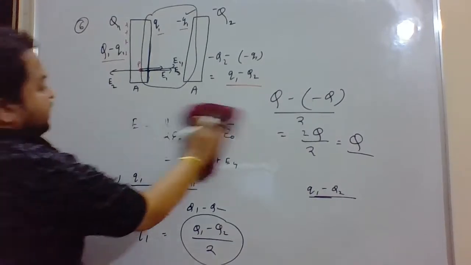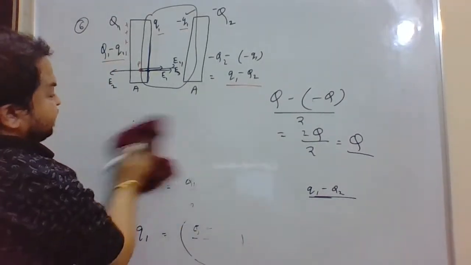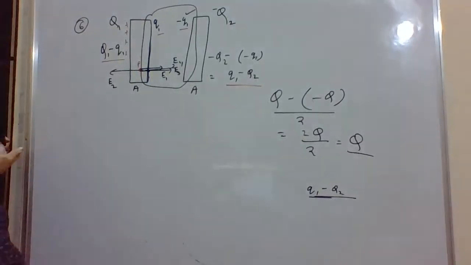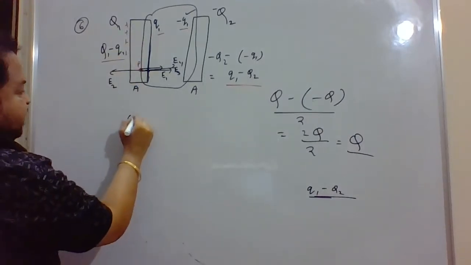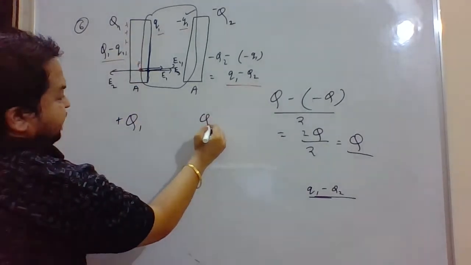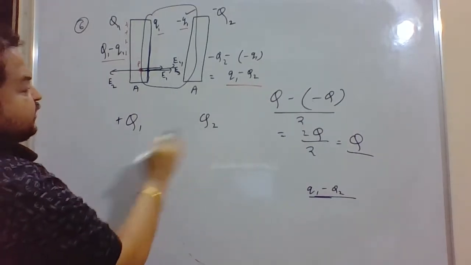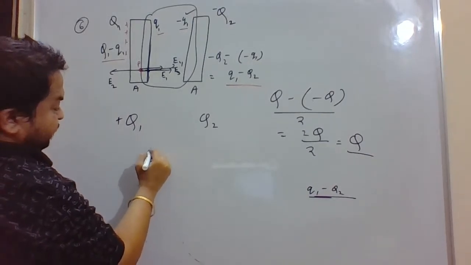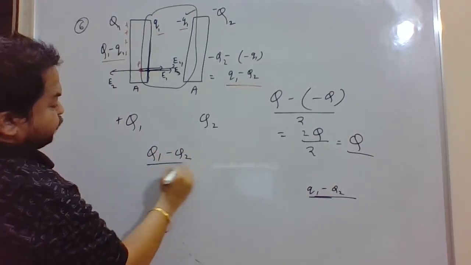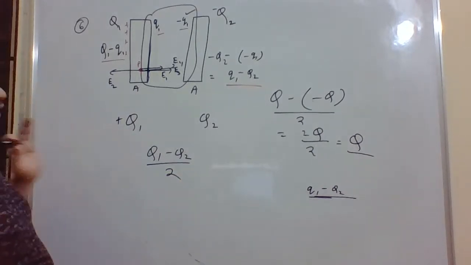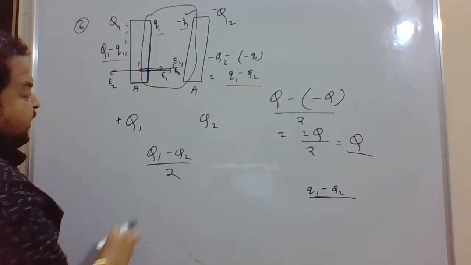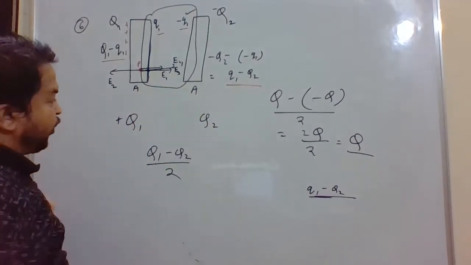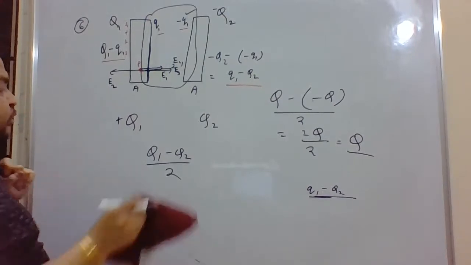So obviously, our next problem becomes very easy. Here we have seen three things. If suppose I give one plate charge plus Q1 and another plate I give charge plus Q2, what will be the effective charge in the capacitor? It will be nothing but the difference, Q1 minus Q2 by 2. Whatever is the difference, that difference by 2, that much charge would be effectively used in the capacitor.